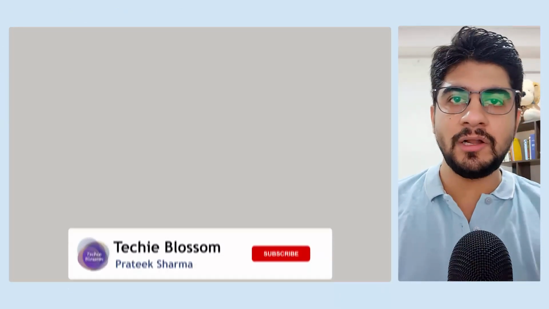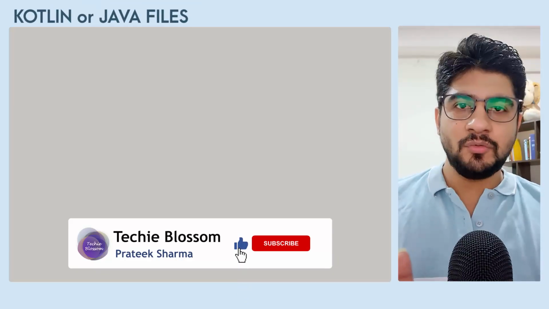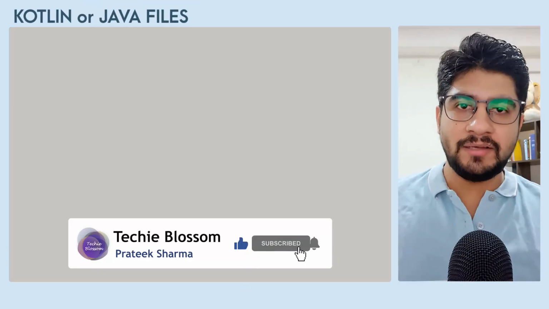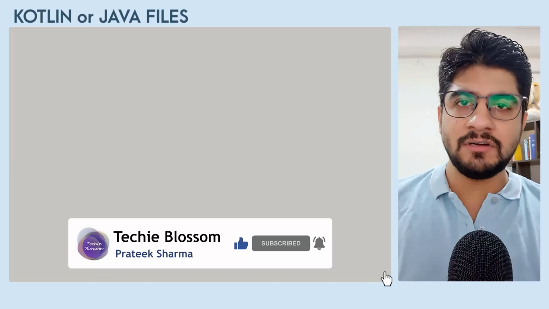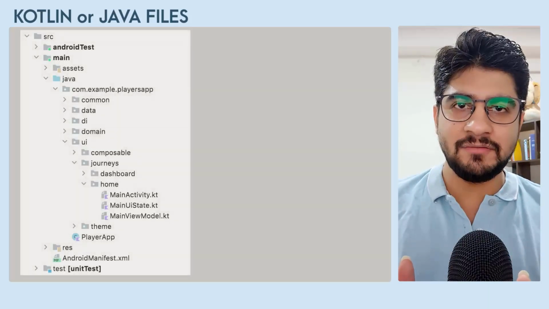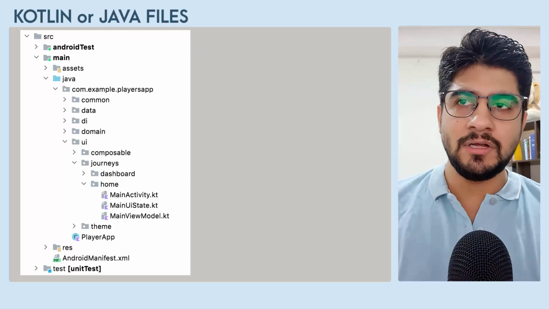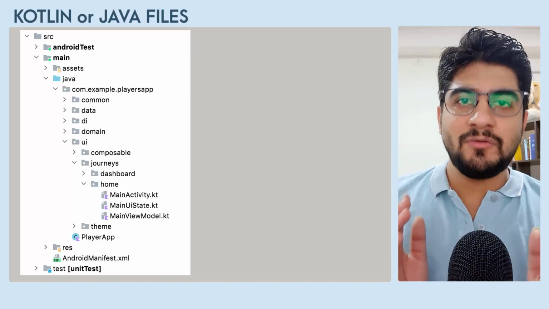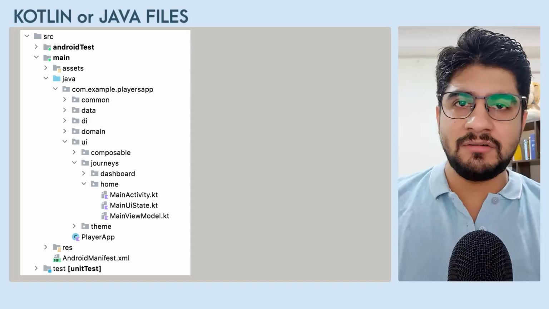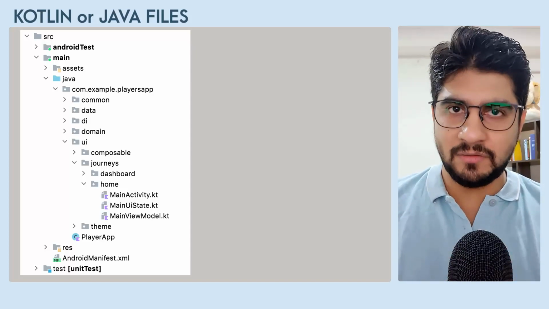Now let's move to Kotlin or Java files. So where do you define them and what do they do exactly? You will keep your Kotlin or Java classes in the src folder. There you have a main folder and then you have a Java folder. It doesn't matter whether your file is a Kotlin class or a Java class. They both will go in the Java folder only.